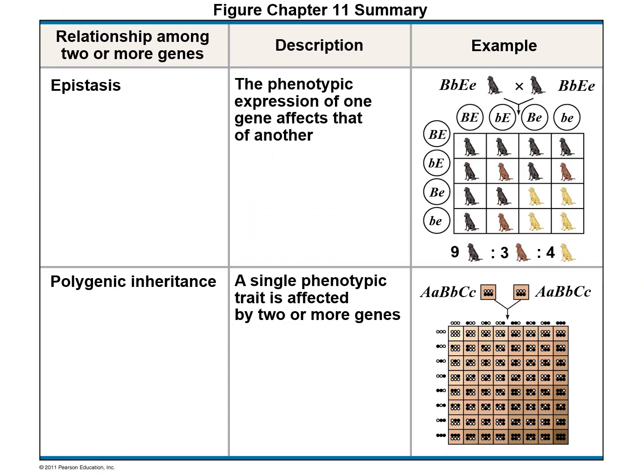Okay, and then this is just a nice summary looking at the difference. With epistasis, you've got one gene affecting the expression of another gene, and with polygenic inheritance, you've got several genes affecting one trait. So for example, like skin color or height.